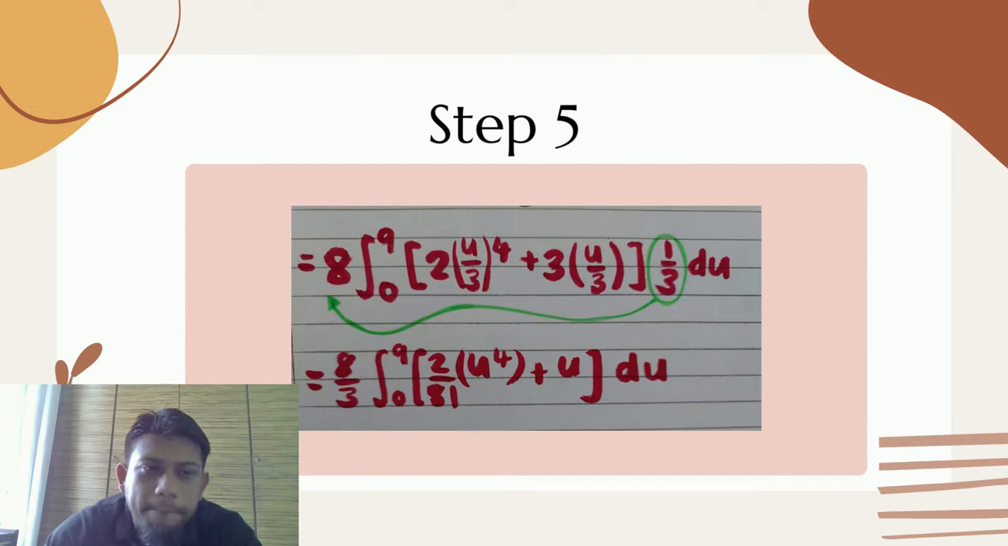Now again, bring out the factor 1 over 3 and multiply with 8, and you will get 8 over 3 integrate 0 to 9, 2 over 81u to the power of 4 plus u du.